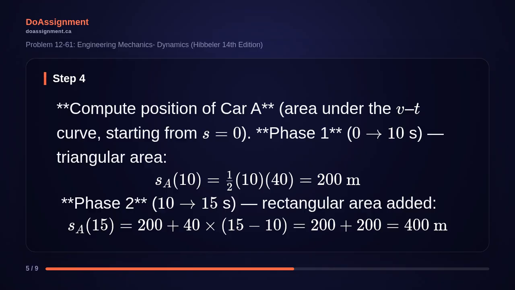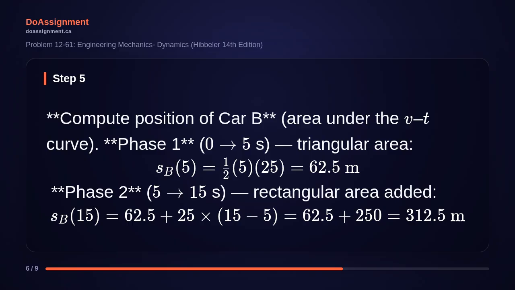The distance for Car A is found from the area under its velocity time curve. During the first 10 seconds, the area is a triangle. 1/2 times 10 times 40 equals 200 meters. From 10 to 15 seconds, the area is a rectangle. 40 times 5 equals 200 meters. Total distance for Car A at 15 seconds is 400 meters.